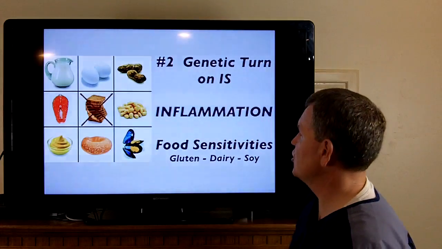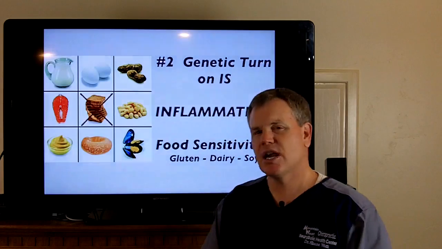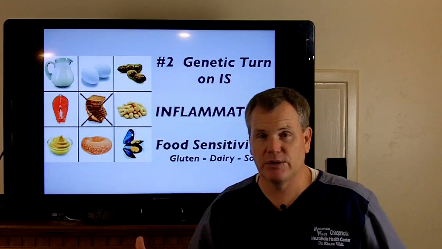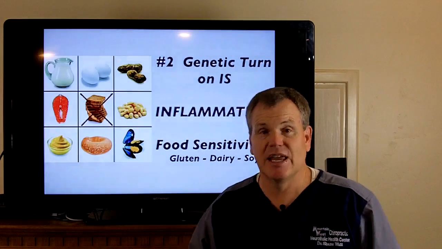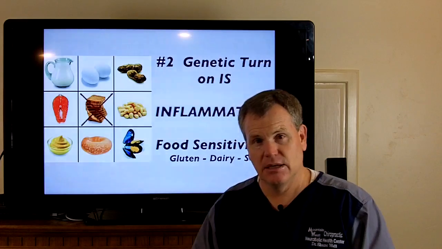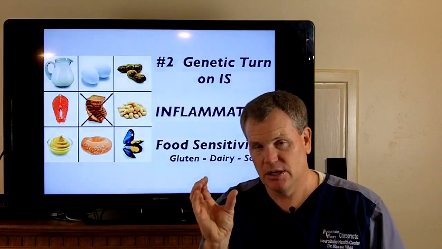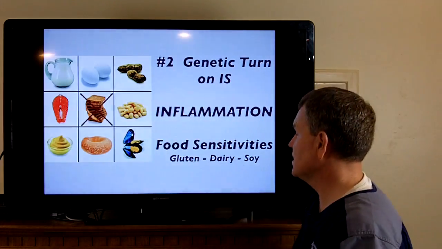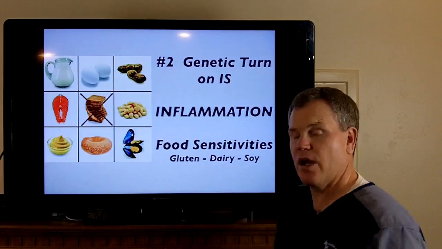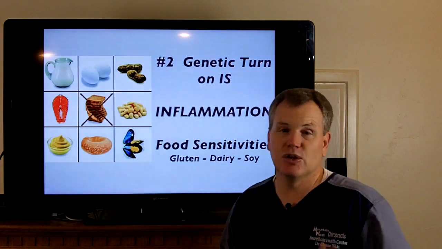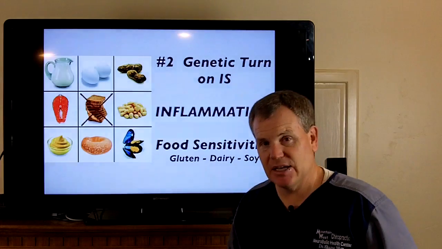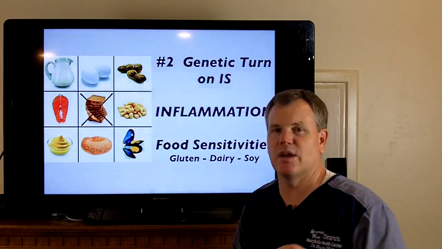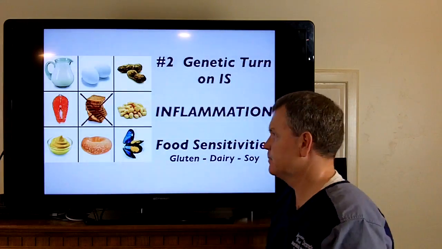So the second genetic turn on is inflammation. We just kind of talked about all those things before. In the gut, when there's inflammatory responses going on, that's when those tight junctions no longer stay tight, and they become larger, and so bigger molecules get in. The biggest thing is food sensitivities. Gluten, dairy, and soy are the biggest 3. Unfortunately, gluten is the number 1. And I hate to tell you this, but it just is. Gluten is found in a lot of things. It's not gluten, it's what is called the gliadin molecule.